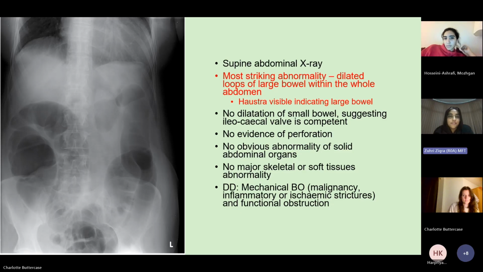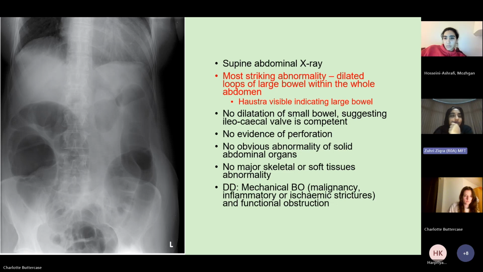If you wanted to mention the most striking abnormality, you've got massively dilated large bowel, haven't you? Way over the upper limit of 6 centimeters. The main thing is, haustra are visible. It's not traversing the whole large bowel, so that's why it's not small bowel. If you can't see any small bowel dilatation, your ileocecal valve is probably competent. No evidence of perforation. Your differentials at this point would be some sort of obstruction, so it could be mechanical, or it could be functional bowel obstruction.